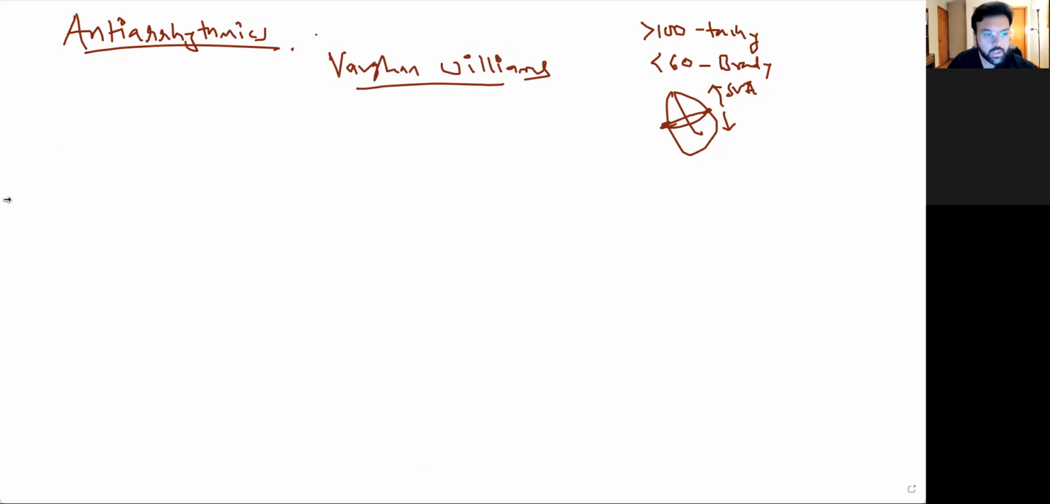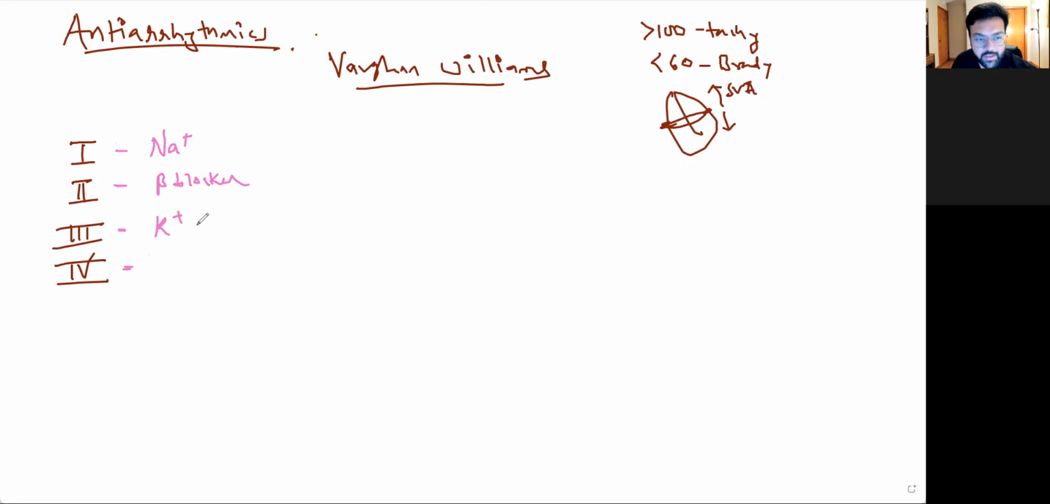What are the four classes? Class 1, 2, 3, and 4. What's the mechanism of class 1, 2, 3, 4? Sodium channel blocker, very good. Second is beta blocker. Third is potassium channel blocker. And fourth is calcium channel blocker.